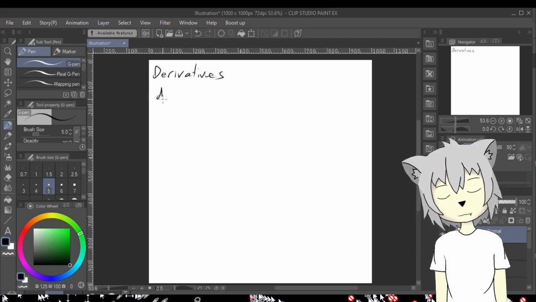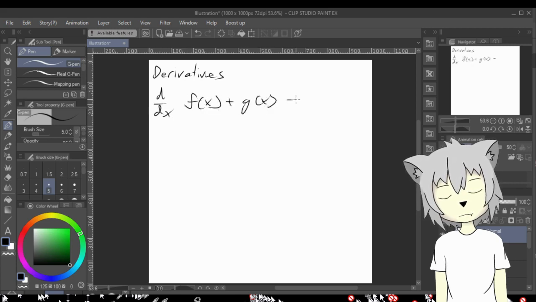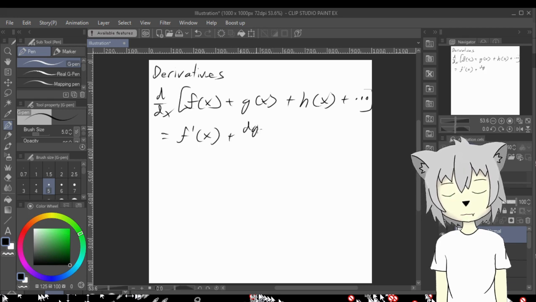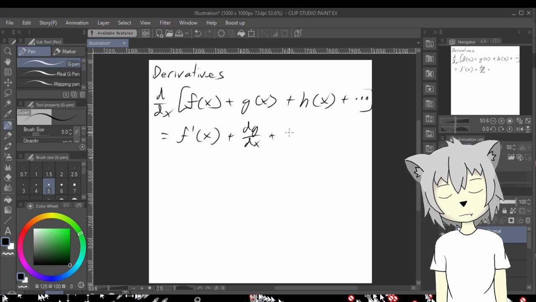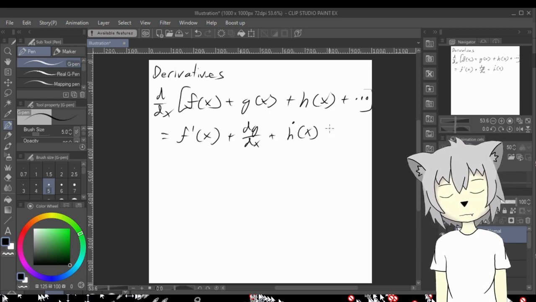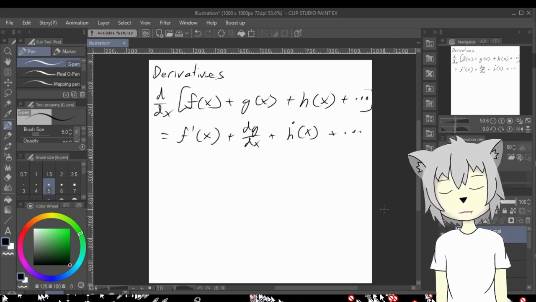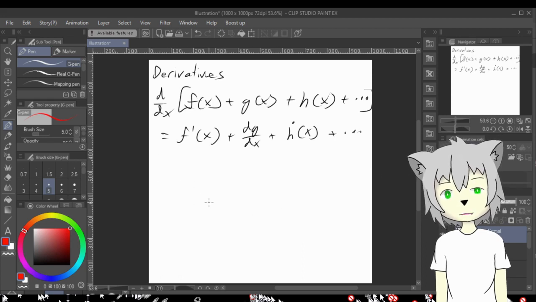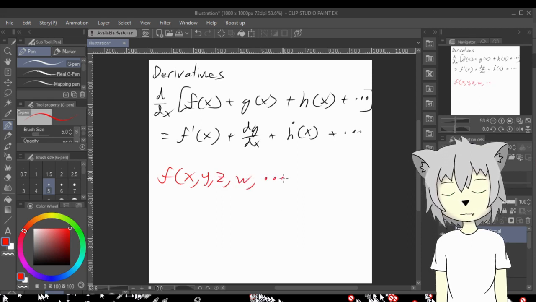is that the derivative of a function plus a function plus a function plus whatever is basically equal to f prime, the derivative of the first function plus the derivative of the second function. Doesn't really matter how you notate it. I don't know how to notate that, but you get the point basically. And it also applies in the same way to multivariable functions of x, y, z, w, etc.